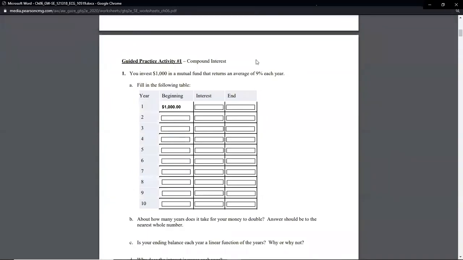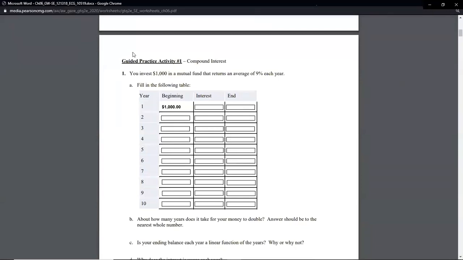So guided activity 1, compound interest. You invest $1,000 into a mutual fund. What's a mutual fund? A mutual fund is basically a bundle of stocks or bonds or mortgage-backed securities, basically just stocks and bonds pretty much, but they can be other things. Instead of just buying Apple, or Tesla, or Amazon, you have a mutual fund that has a whole bundle of these, so you get to buy Apple and Amazon and Tesla and maybe 20 or 30 or 500 other stocks as well.